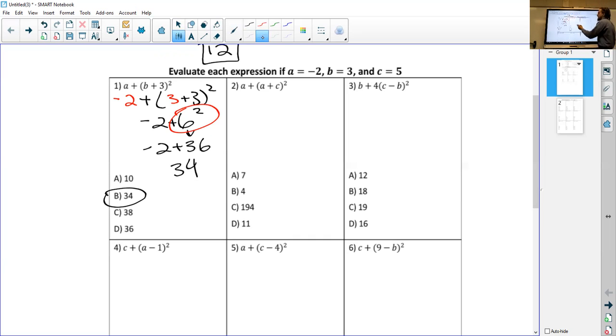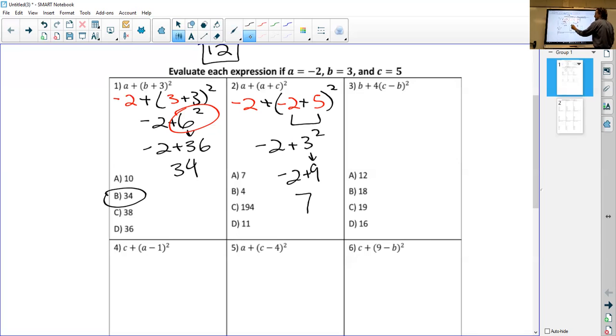So number 2 here, a is -2 plus, we've got 2 variables in here this time. Okay, a again, so another -2, and c is 5. So do the parentheses first. So -2 plus 5 is just 3. So you have 3 squared, and then -2 plus all that. 3 squared we know is 9. So -2 plus 9 is going to give us a positive 7. Not too bad. I mean, really, these are the same problems over and over again. We're just switching the numbers around.